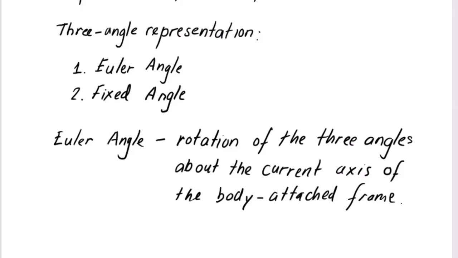Rotation of one of the angles about the current axis of the body attached frame. This is now better: rotation of one of the three angles about the current axis of the body attached frame. That's the definition of the Euler angle.